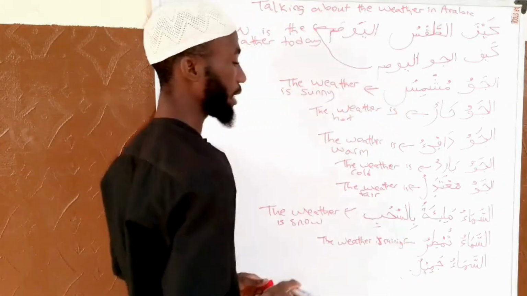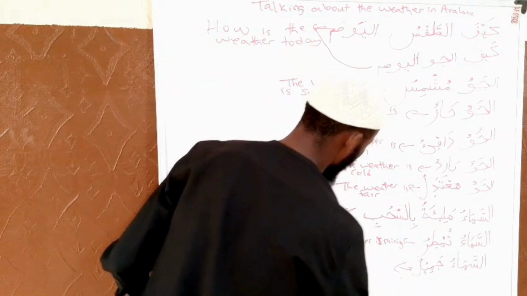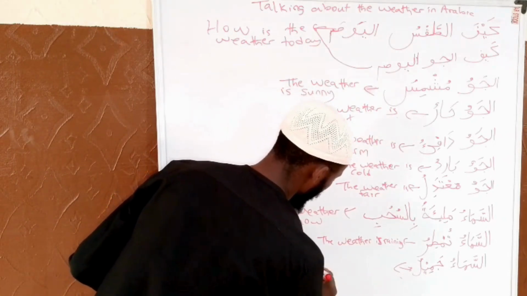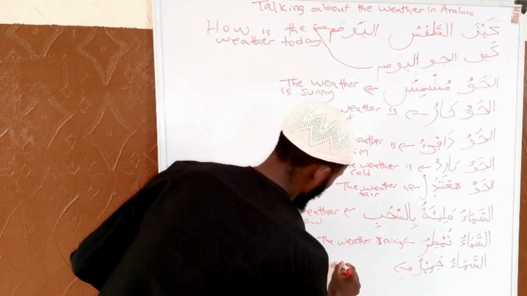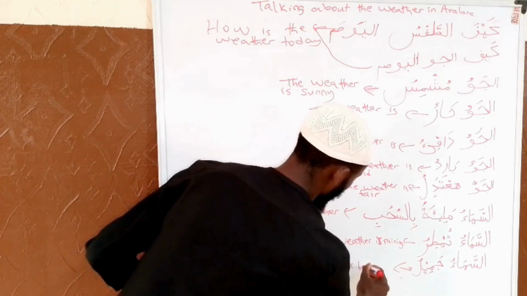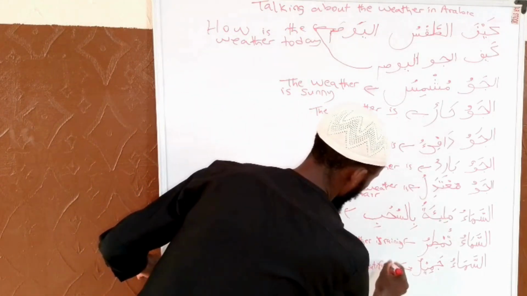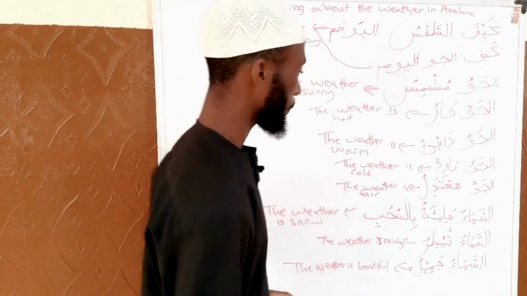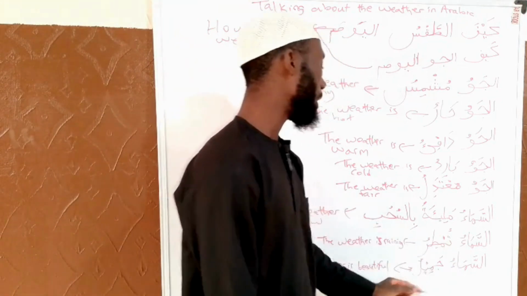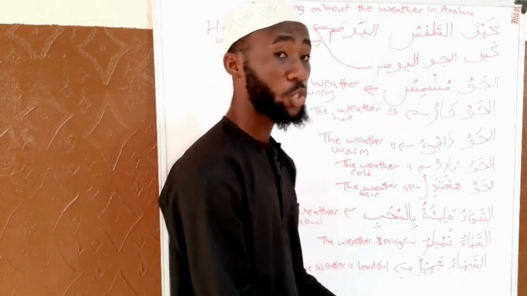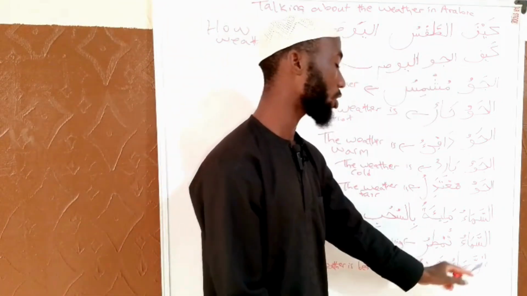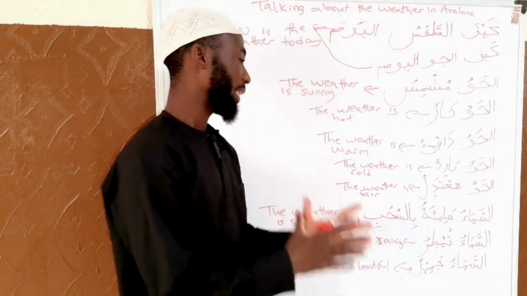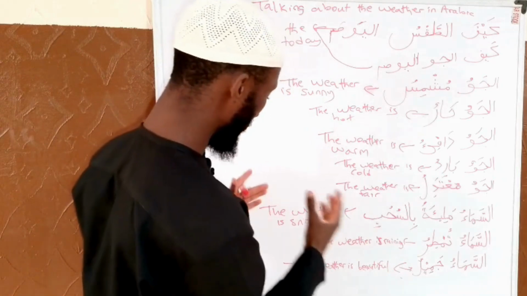Then we have as-sama'u jamil. It means the weather is beautiful. Or you say al-jawu jamil, the weather is beautiful. Or you say at-taqsu jamil, using the word taqsu here. The weather is beautiful. They have the same meaning.